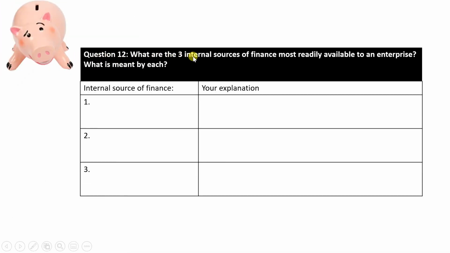Question 12. What are the 3 internal sources of finance most readily available to an enterprise and what is meant by each? So this was covered on slide 7 and 10. 7 was where you were moving the green words into the internal or external, and 10 could help you with the answers. And here you've got to list them in the left hand column, and you need to write in your own words your explanation of each of these 3 in the right hand column. There's quite a fair bit on slide 9 too, if that helps.